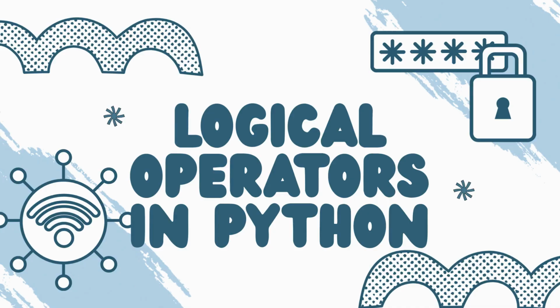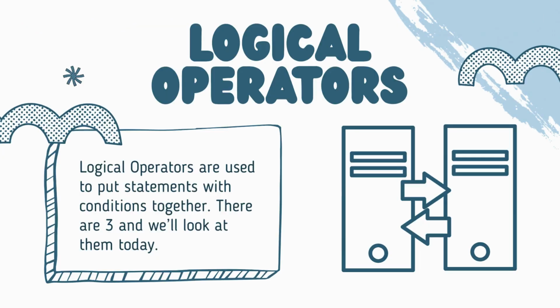Everyone, let's break down coding step by step in today's session. So today we're focusing on logical operators and why they're useful for us as programmers. Logical operators are used to put statements with conditions together. There are three of them and we'll look at them today.